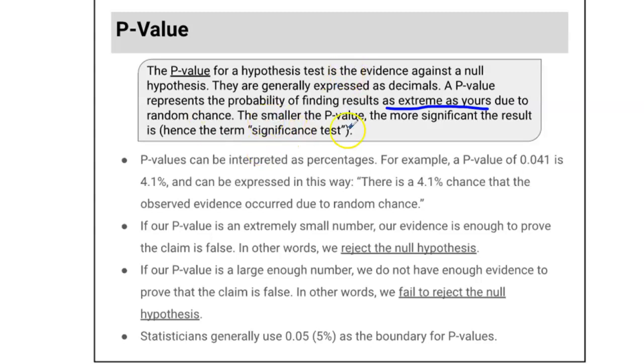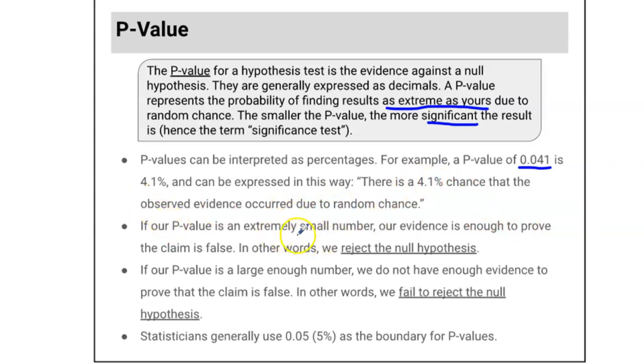The smaller the p-value, the more significant the test result is. That's why we call this a significance test, because we talk about how significant the findings are, how low the p-value is. A p-value is always interpreted as a percentage. For example, if I get a p-value of 0.041, that gets converted to a percent by multiplying by 100, 4.1%. There's a 4.1% chance that the observed evidence occurred due to random chance.